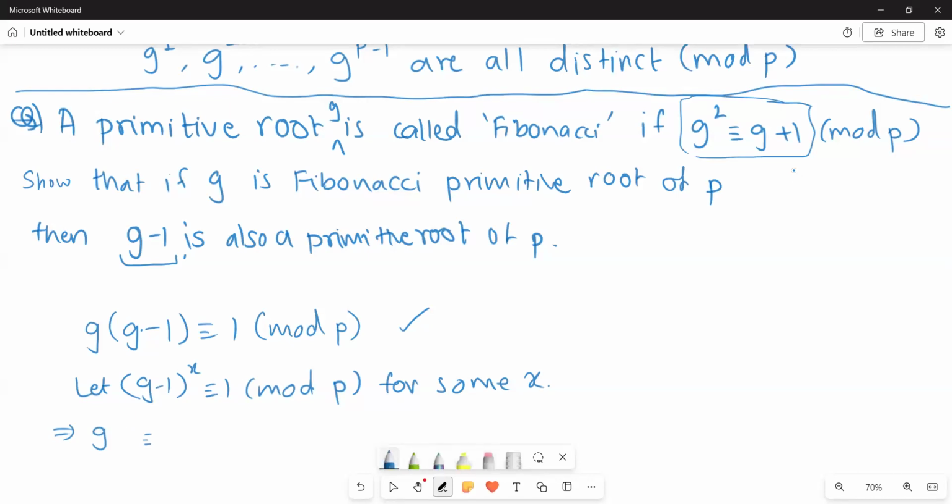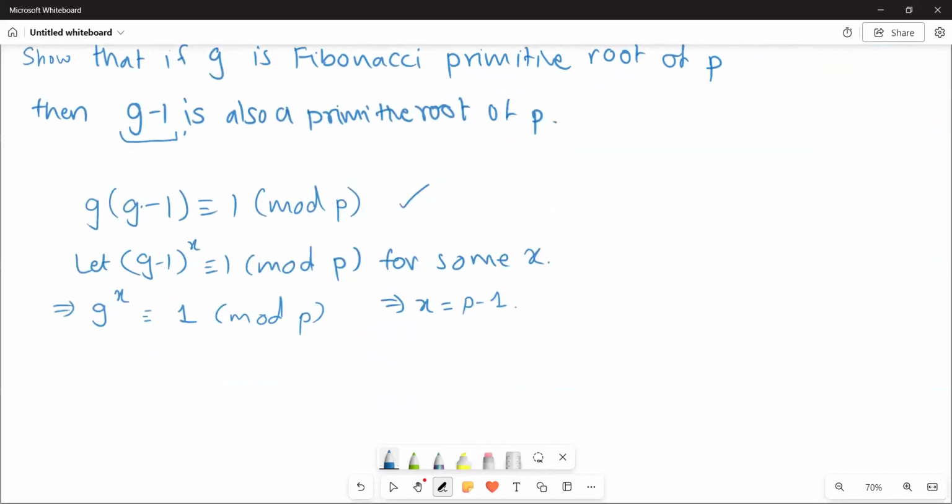Correct. So this will mean g to the power x is also congruent to 1 mod p. And since g is a primitive root, that means x is p minus 1. And so this means the order of g minus 1 with respect to p is p minus 1, and hence g minus 1 is also a primitive root of p. Very good.